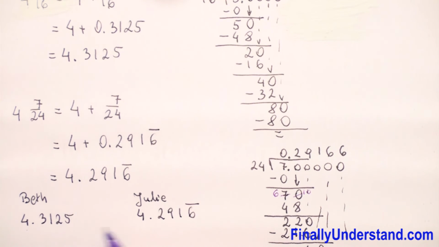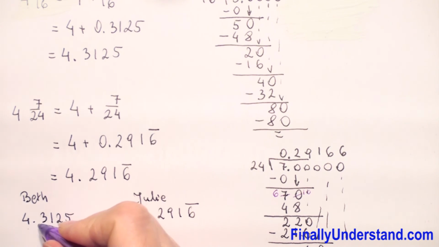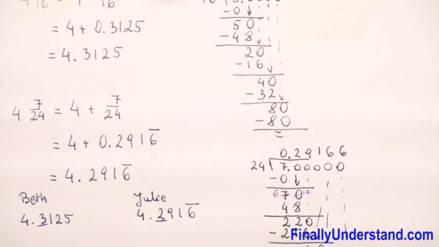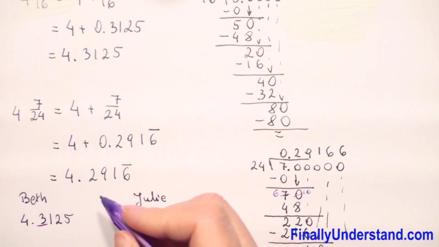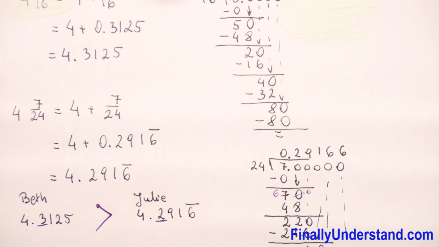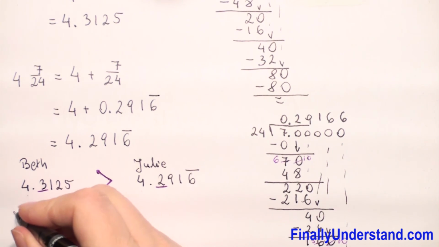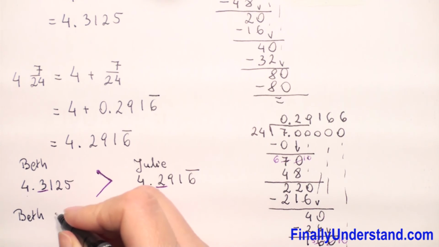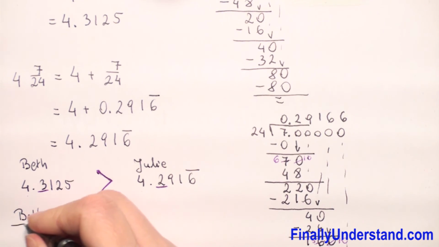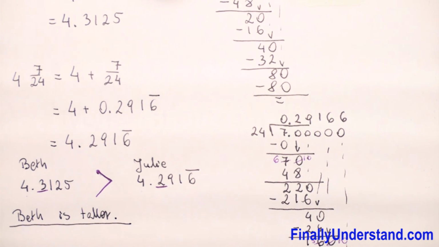We have 4 and 4, the same, then the decimal point. The next digit is 3, and we have 2. 3 is greater than 2. So we see that Beth is taller than Julia. So we can write that Beth is taller. This is my solution.